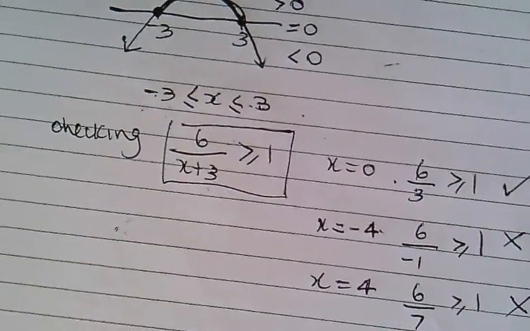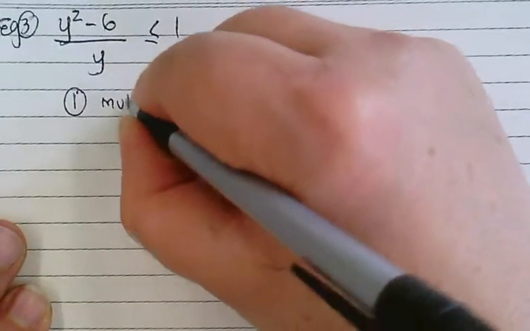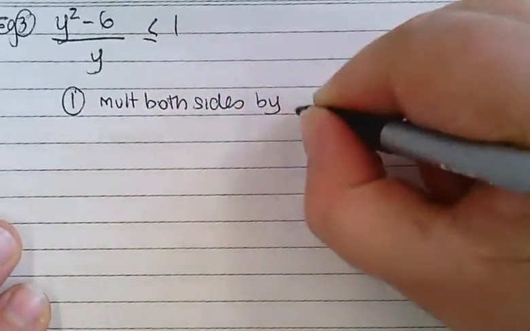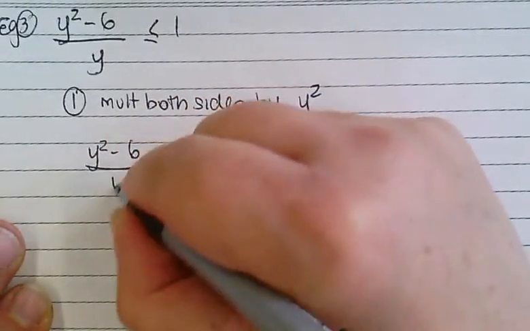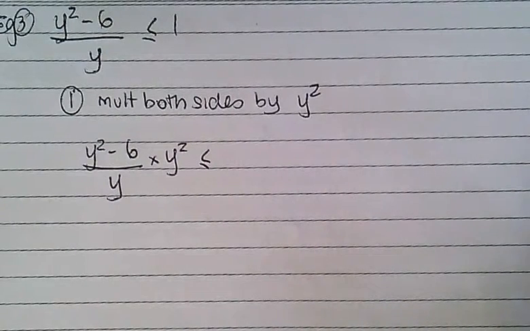Okay. Same example as the textbook, but we're using our method. So what is our first step? Multiply both sides by the square of the denominator, which is y squared. Why do we do it? To eliminate the denominator. Why else do we do it? Because we don't know if y is positive or negative, but if we multiply by y squared, that's multiplying both sides by something positive. The inequality sign doesn't have to change.